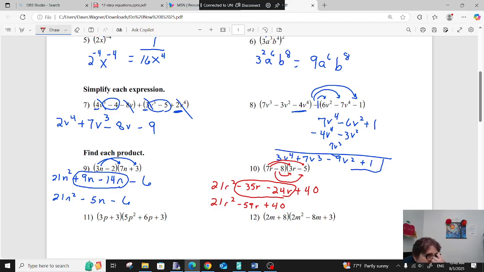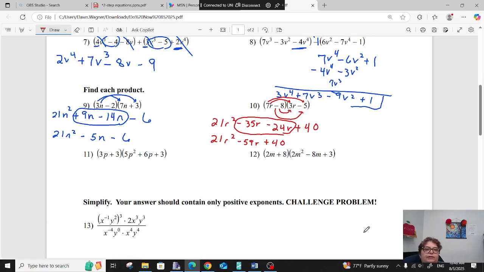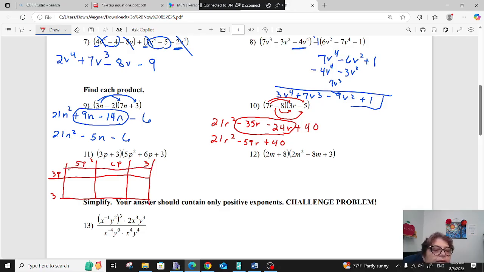I'm going to do number 11, making a grid, and then I'll do number 12 without the grid, and you can choose which way you want to do these problems. Okay? So 3p and 3, 5p squared, 6p and 3. Oh, I hope I'll have enough room to fit everything. Okay. 3p times 5p to the second will be 15p to the second.